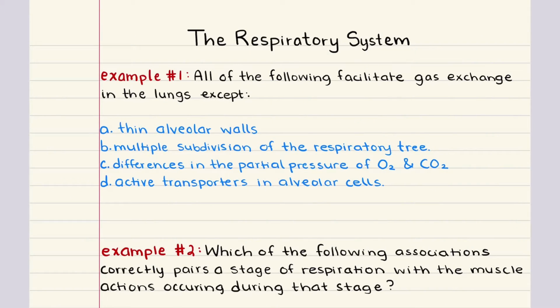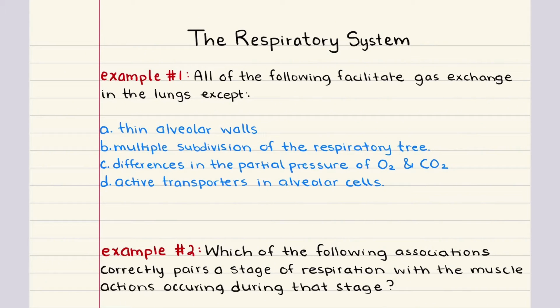Let's read C. C says differences in the partial pressure of oxygen gas and carbon dioxide gas. This is absolutely essential. The entire process of gas exchange is driven by concentration gradients, also known as differences in partial pressure. Oxygen flows into the blood and carbon dioxide flows out because of these gradients.